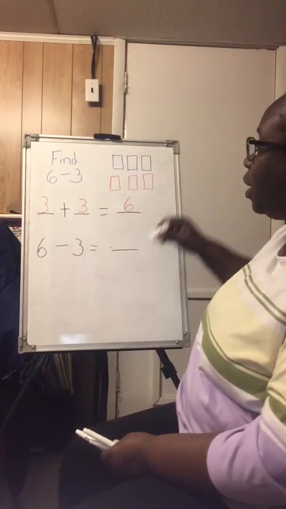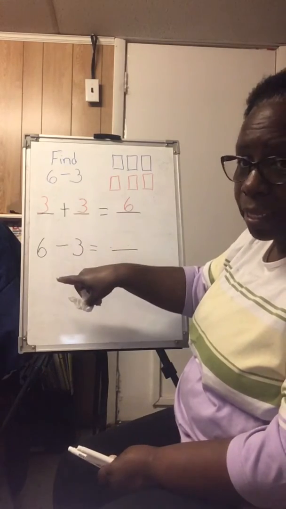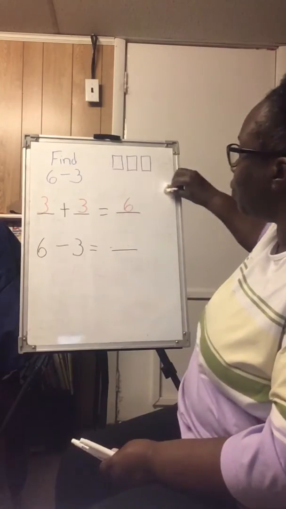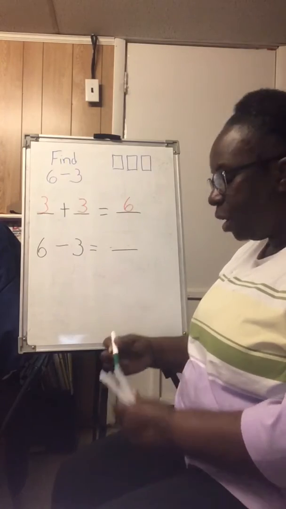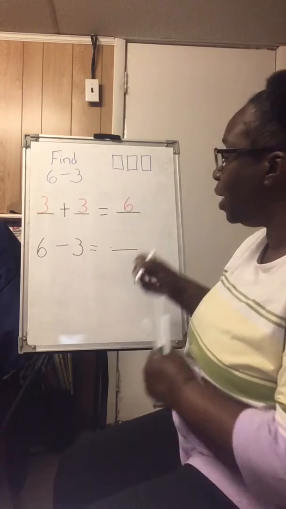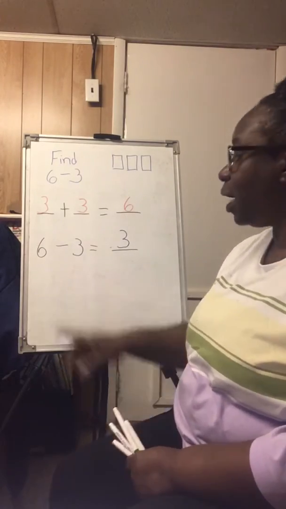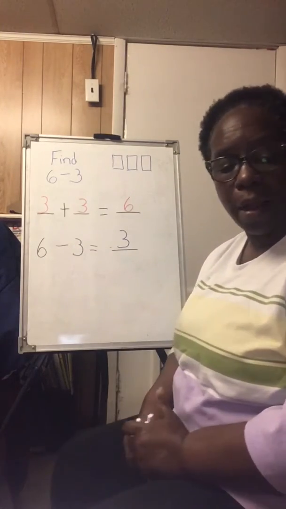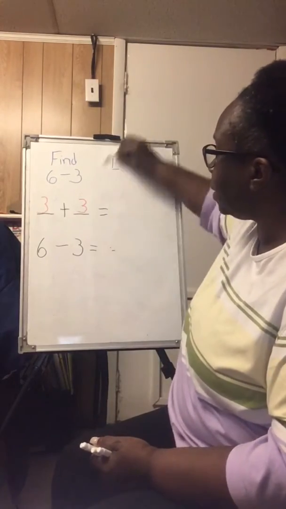All right. So what we're going to do, we're going to take off. Because we have 6 minus means taken away. So we're taking away 3 blocks. Let's take away the 3 red blocks. What do we have left? How many blue blocks? We have a total of 3 blue blocks left. 3 blue blocks. So that was 6 minus 3 equals 3. And that's how you work problem number 7. Okay? That was number 7.